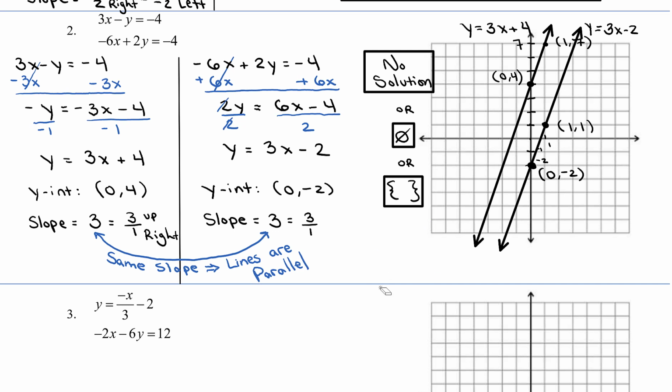Okay, let's talk about what type of system this is. Since this system has no solution, we're going to call this an inconsistent system. And these equations are independent.